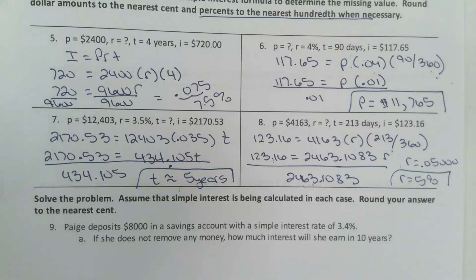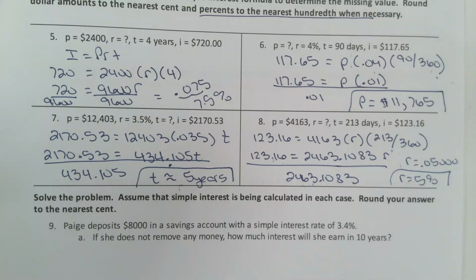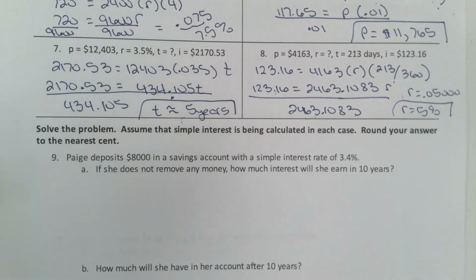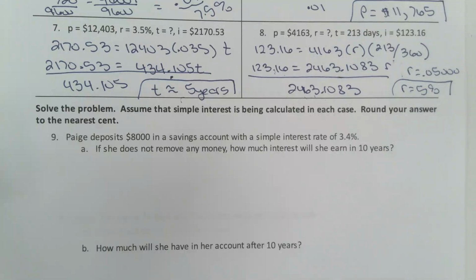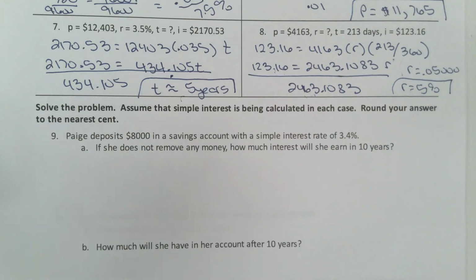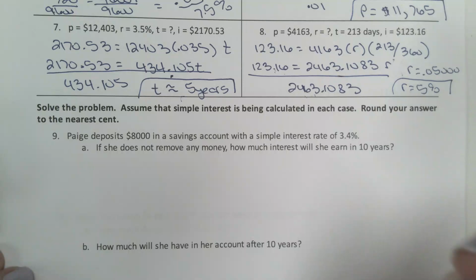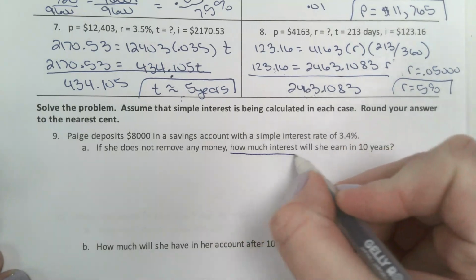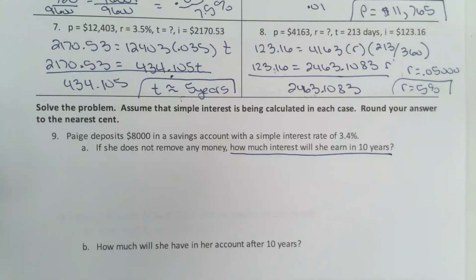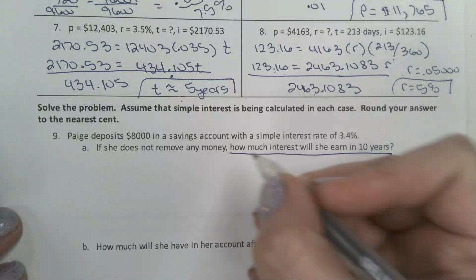All right, so those were straightforward problems, and most of the time what you would see is a scenario, a word problem. So Paige is going to put 8,000 in an account, simple interest rate. If she doesn't remove any money, how much interest will she earn in 10 years? All right, so that's what we want to know.